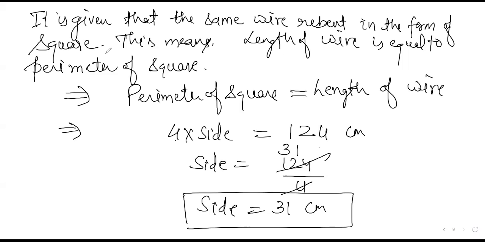Okay, what will be the measure of each side? So side measure will be 31. Also find which shape enclosed more area. Now we need to find the area of both rectangle and square. The wire is rebent in two forms, rectangle as well as square. Suppose the rectangle has length 40 and breadth 20, and the square's side is coming 31, right?